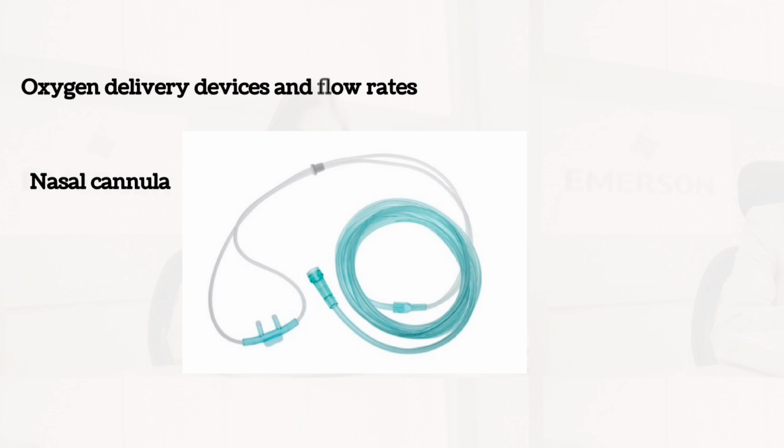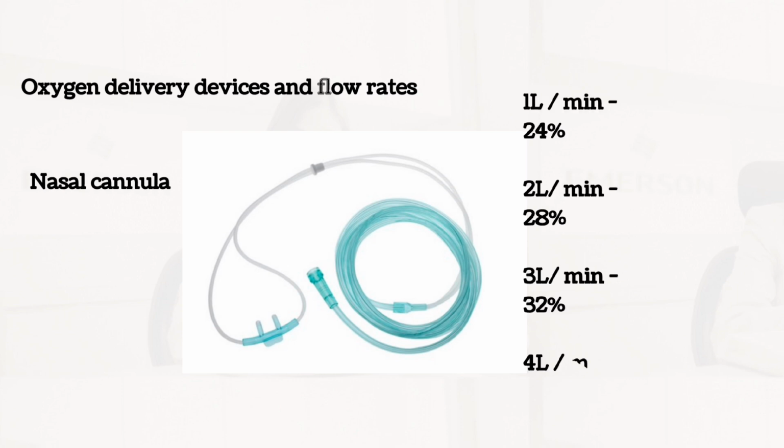As with all oxygen delivery devices, there is a significant amount of variability depending on the patient's breathing rate, depth and how well the oxygen delivery device is fitted. Below are some guides to various oxygen flow rates and the approximate percentage of oxygen delivered. 1 L per minute 24%. 2 L per minute 28%. 3 L per minute 32%. 4 L per minute 36%.